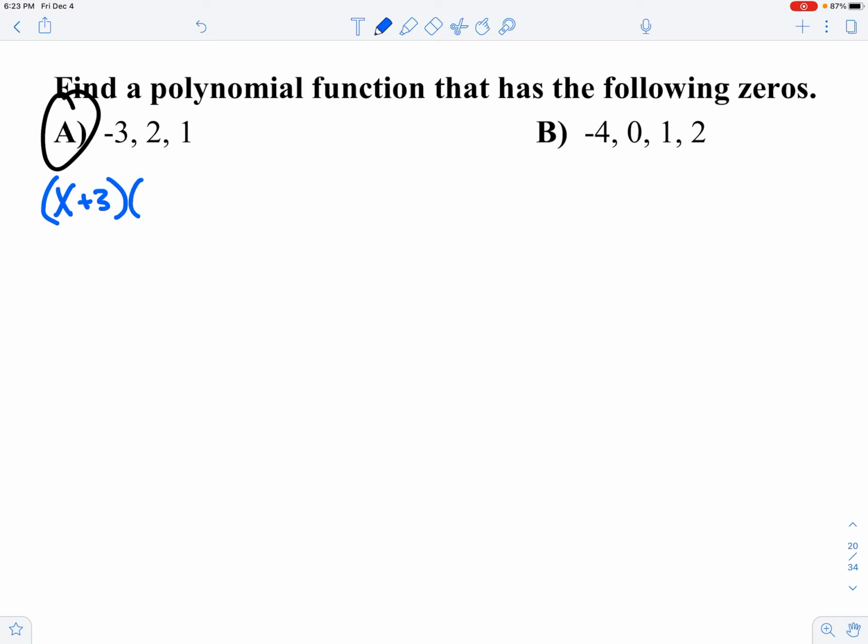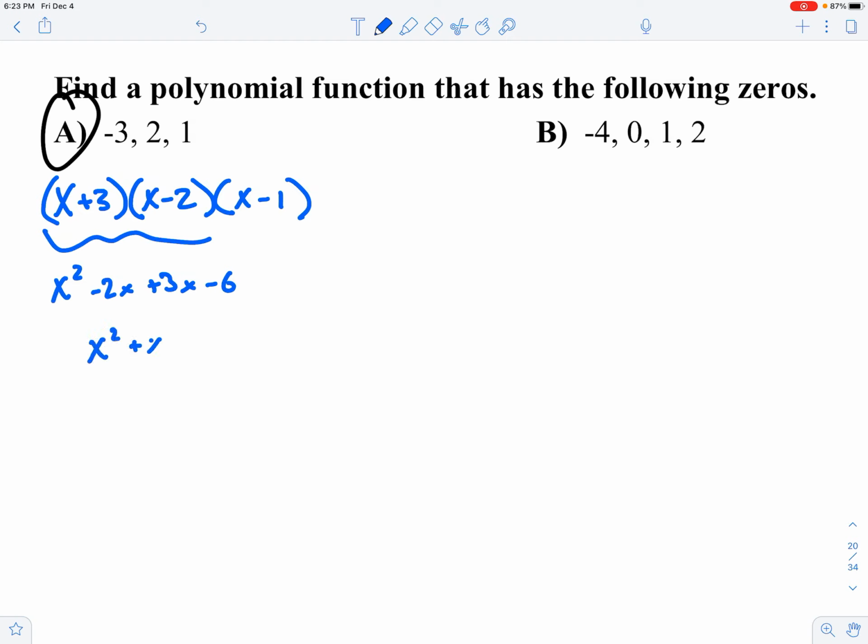So I got x plus 3, x minus 2, and x minus 1. So what we're going to do is try to solve these things. Remultiply them all together. So I'm just going to remultiply here. I'm going to get x squared, let's see, minus 2x plus 3x minus 6. And I'm going to clean that up to x squared plus x minus 6. And now I'm going to take that and multiply it by x minus 1.